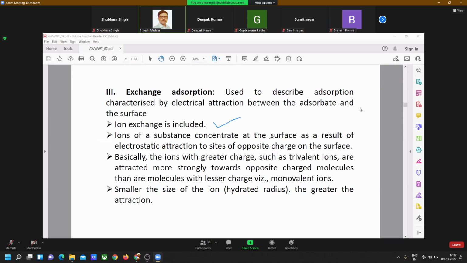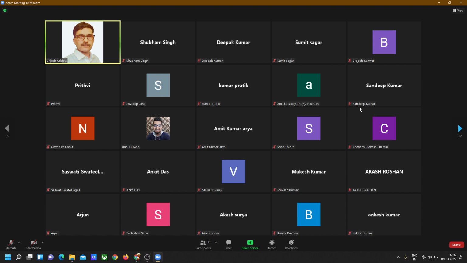Ions of substances concentrate at the surface as a result of electrostatic attraction to the site of opposite charge on the surface, and that's why it has two regimes, cations and anions. It is going to be more clear. Let me show one slide, because some students are from a non-environment background, that's why I want to show this.